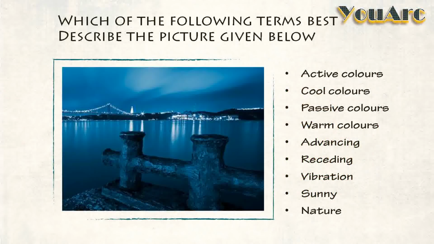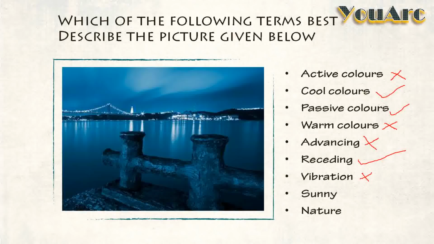Which of the following term best describes the picture given below? So are these active colors? No, they are not active colors. They are cool colors. Yes. So cool color is also known as passive colors. No, they are not warm colors. They are not advancing as well because they are receding as they are cool colors. Vibration. No, we cannot see any such vibration or contrast vibration happening here.